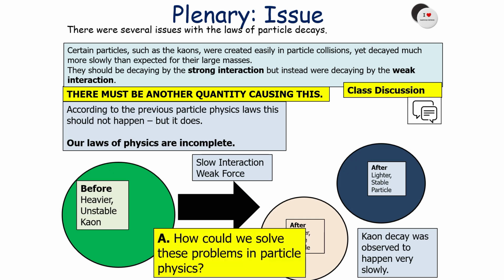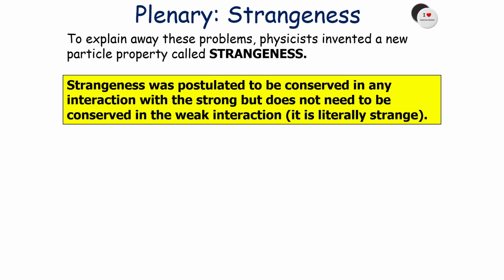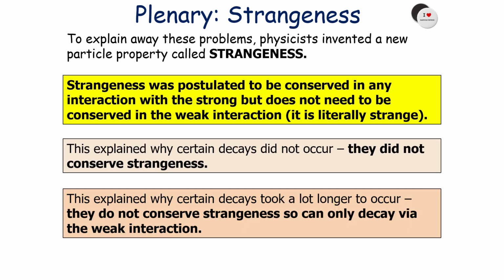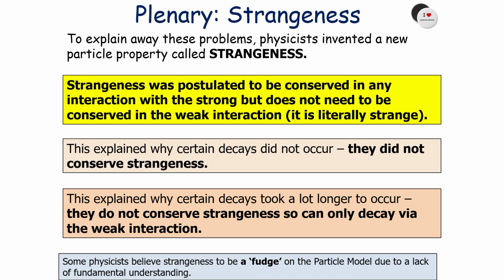So how do we solve this? To explain these problems away, we came up with a new particle property called strangeness. Now strangeness was postulated to be conserved in any strong interaction, but doesn't need to be conserved in the weak interaction. It's literally strange. So this explained why certain decays didn't occur: they didn't conserve strangeness. And this explained why certain decays took a long time to occur: they don't conserve strangeness, so they can only decay via the weak interaction.